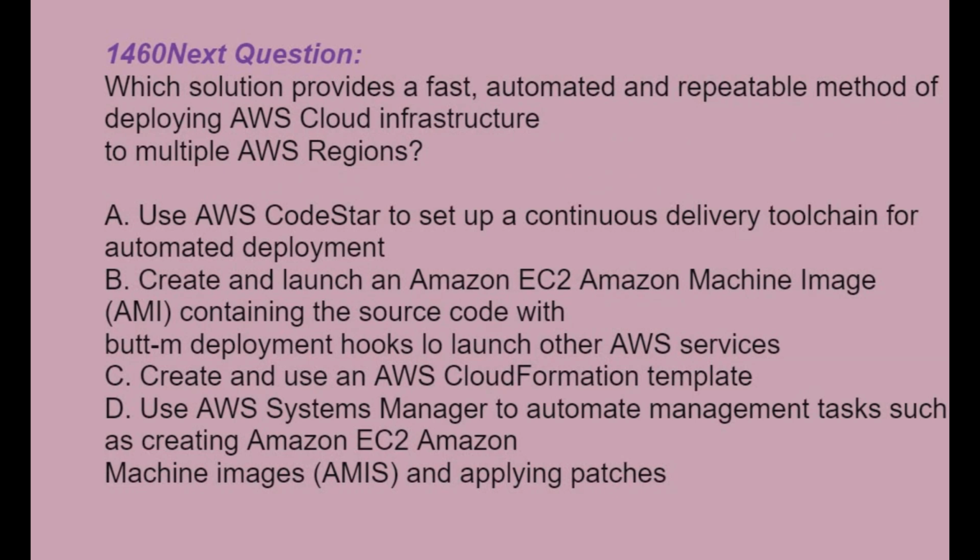Question is, which solution provides a fast, automated, and repeatable method of deploying AWS cloud infrastructure to multiple AWS regions? Option A. Use AWS CodeStar to set up a continuous delivery toolchain for automated deployment. Option B. Create and launch an Amazon EC2 Amazon Machine Image AMI containing the source code with built-in deployment hooks to launch other AWS services. Option C. Create and use an AWS CloudFormation template. Option D. Use AWS Systems Manager to automate management tasks such as creating Amazon EC2 Amazon Machine Images AMIs and applying patches. Correct answer is option C.